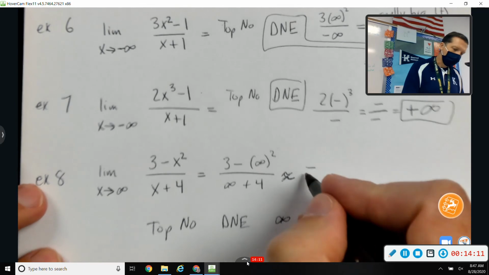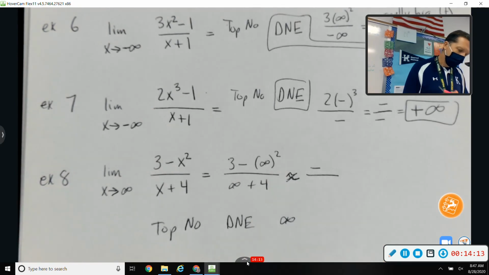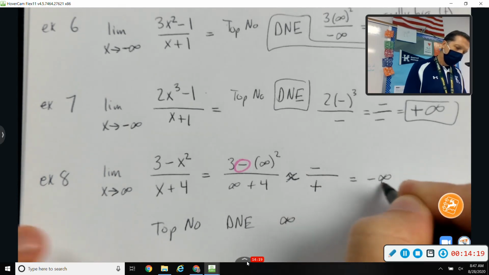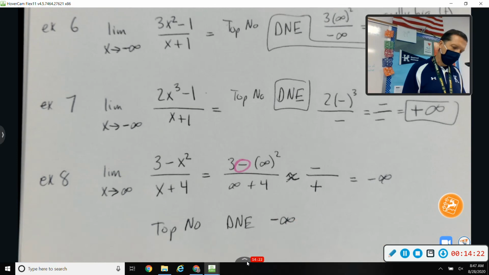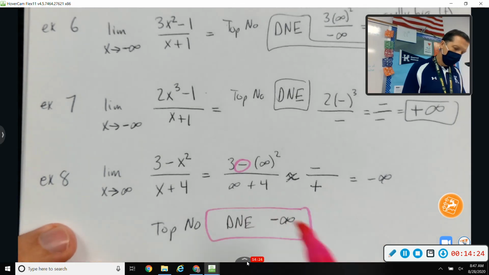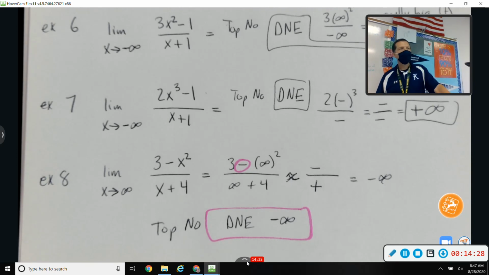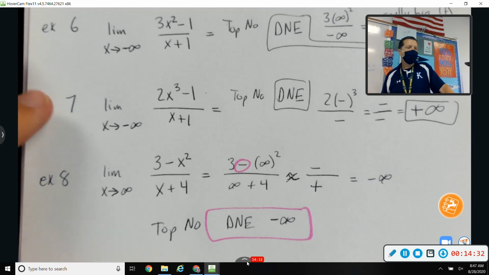So in the top, I've got a negative sign. In the bottom, it's going to end up being positive. So that one is negative infinity. So be careful with the signs. So the top no, bottom O equal co stuff still works, but be careful with the signs.